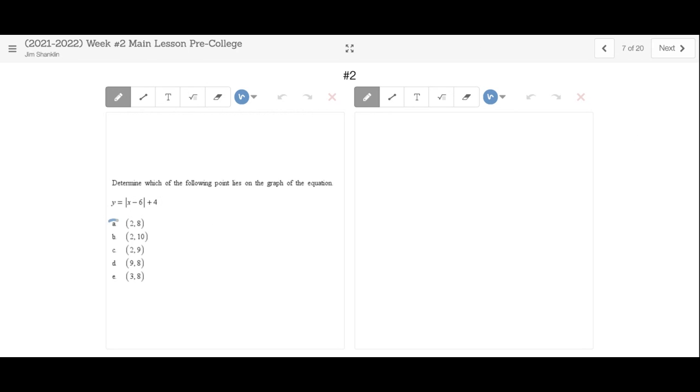Oh, that's awesome, because now I already have the answer to the problem, because if you put 2 in there, remember the absolute value of a negative number is positive. So if I put 2 in here, 2 minus 6 is negative 4. The absolute value, so I could write this out. So I have 2 minus 6 plus 4. So that gives me the absolute value of negative 4 plus 4. Well, the absolute value of that's 4. And that is equal to 8. So that's my y value. So my answer should be letter A for that problem.